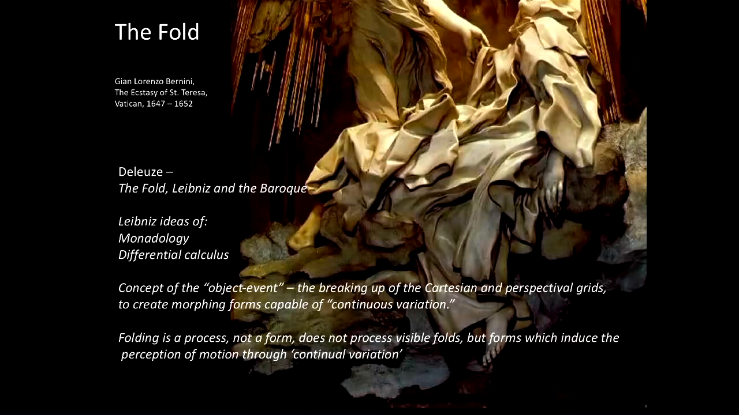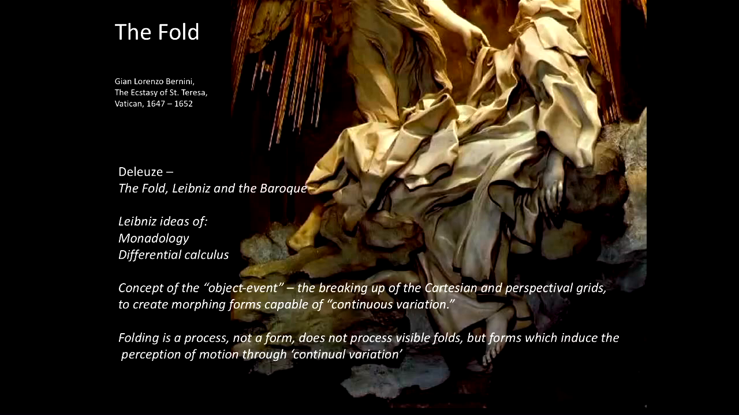Also, what architects were taking from this text, so it's Deleuze writing about Leibniz and architects reading about it, is this concept that Deleuze talks about of the object event. And this is something that is taken almost literally, and I will show you some other examples of this. And it's the breaking up of the Cartesian grid and the perspectival grid, right?